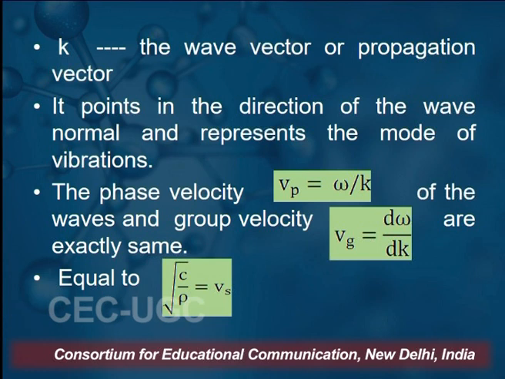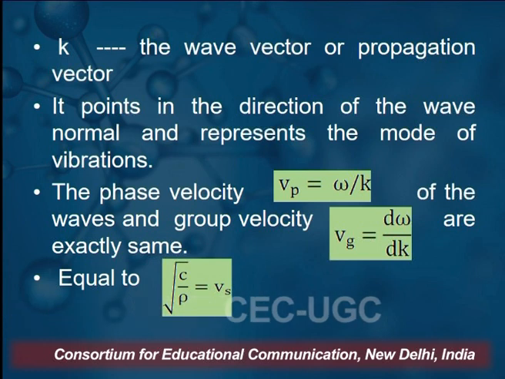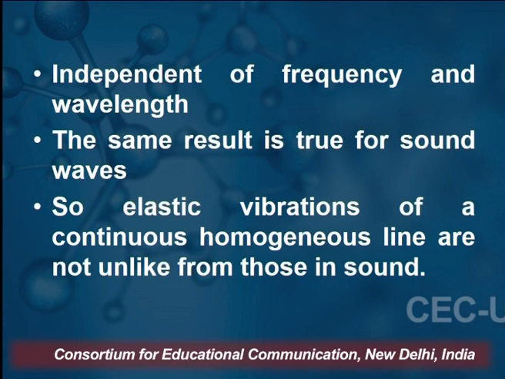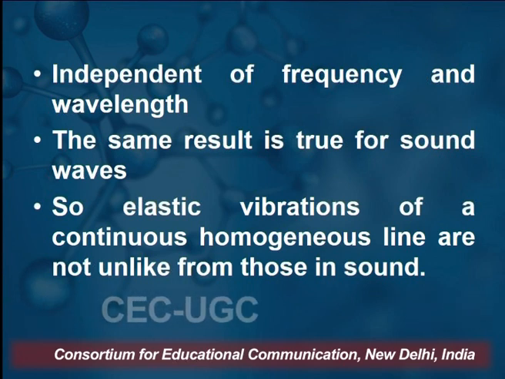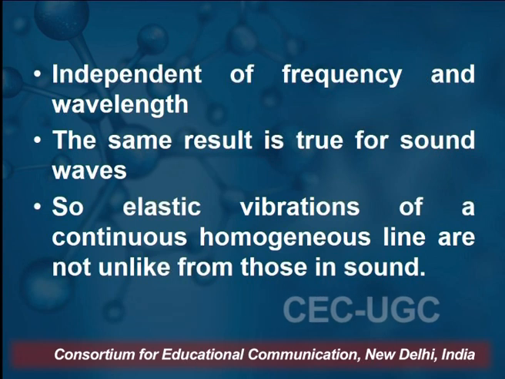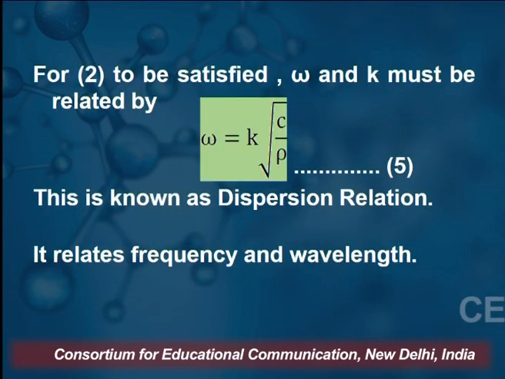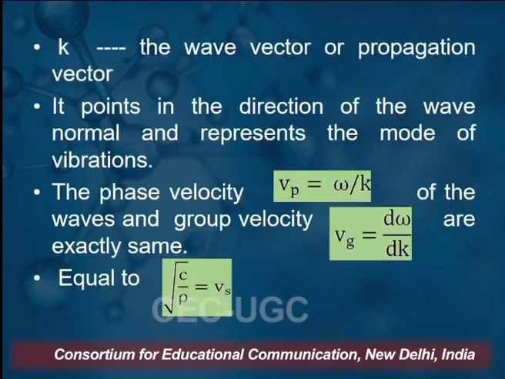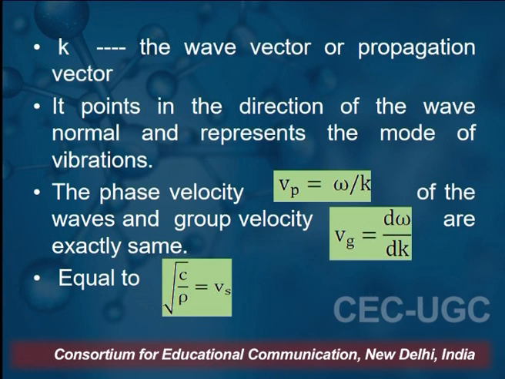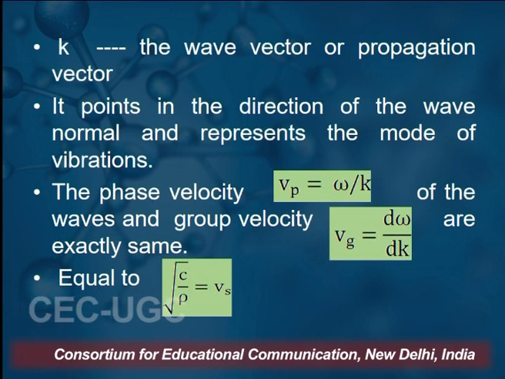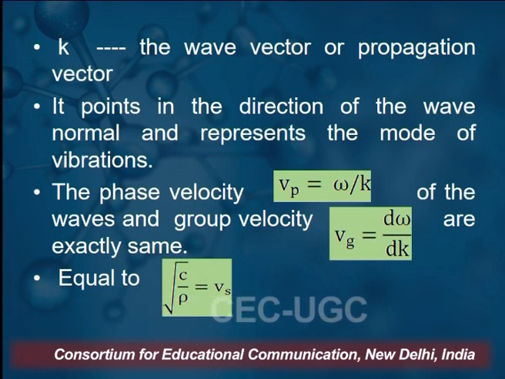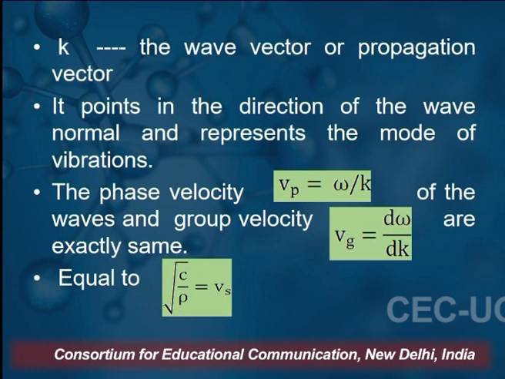The group velocity is given by d omega by dk. Omega in this case is k under root of C by rho. So, Vp, which is omega by k, will be under root of C by rho. Similarly, Vg, which is d omega by dk, will also be under root of C by rho. That means it is equal to Vs.